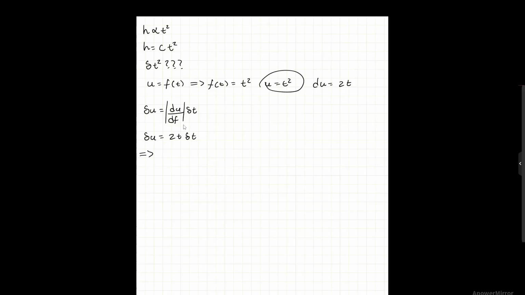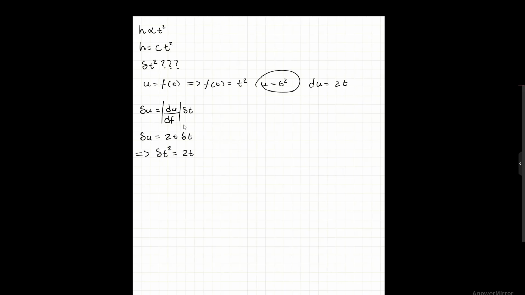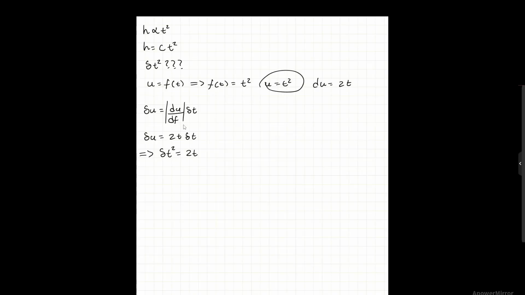And we can replace u with what it equaled originally. Therefore, the uncertainty in our t squared values is equal to 2 times that original t value times the uncertainty for that original t value. That sounds complicated. I know it's a lot, but just trust me that this is the formula we're trying to use. We're going to apply that same formula to the data that we have in Excel.